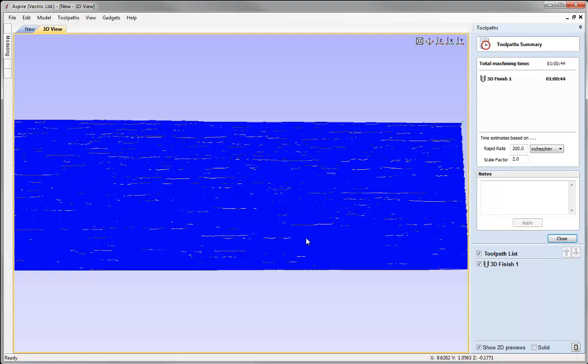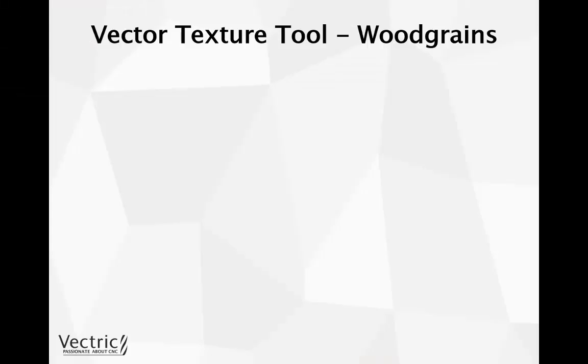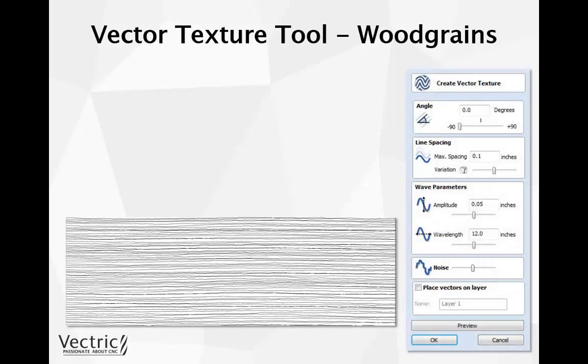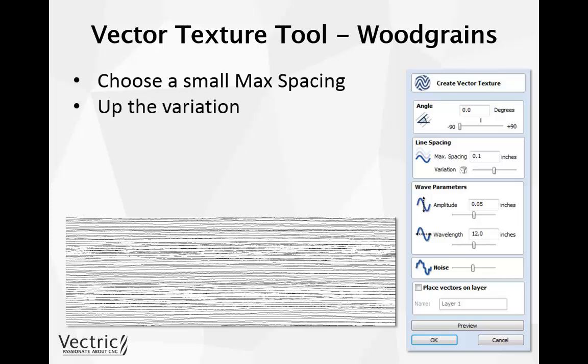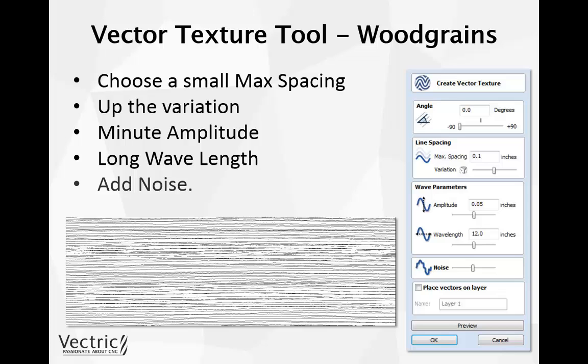Now we should be able to get something up to 4 times quicker by using the new features in the version 8 software. So what we're going to do is use the Vector Texture tool to help us create some wood grains. First of all, we're going to choose a small max spacing. We're going to up the variation of the waves. We're going to choose a minute amplitude and a long wavelength, and then we're going to add some noise to those vectors as well to give us a more random look to our wood grain.